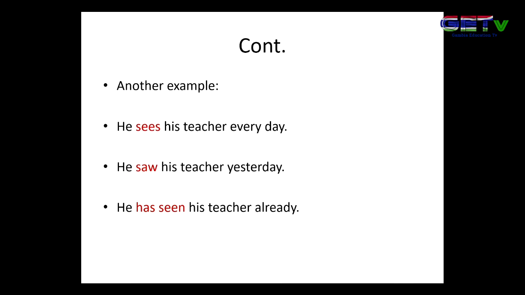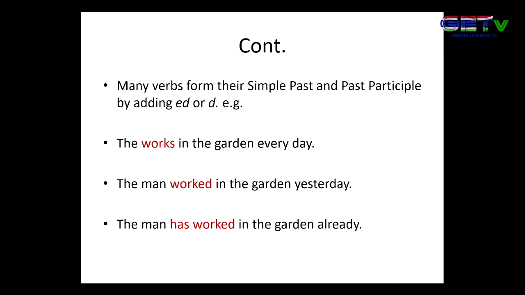Okay? Another example: he sees his teacher every day. He saw his teacher yesterday. He has seen his teacher already. Okay? Many verbs form their simple past and past participle by adding ed or d. This is a category of verbs that we are very familiar with, and they are the ones we often use, although we use these ones as well. But these ones are easier to use because the rule is simply adding ed or sometimes d. So it's simple. We call them weak verbs or regular verbs. Okay?